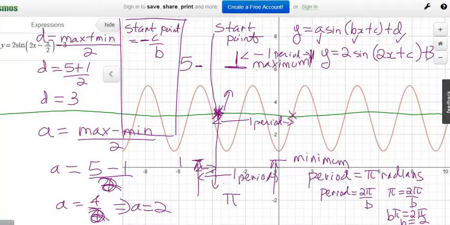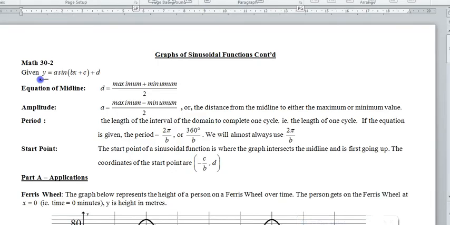Okay, so hang on, I'm just going to pop. So given the formula in this form, the equation of the midline is maximum plus minimum over 2. The amplitude is max minus min over 2, or the distance from the midline to either the min or the max, right? So if you draw that midline in, you can just count sometimes. Period, the length of the interval of the domain to complete one cycle, that is the length of one cycle.